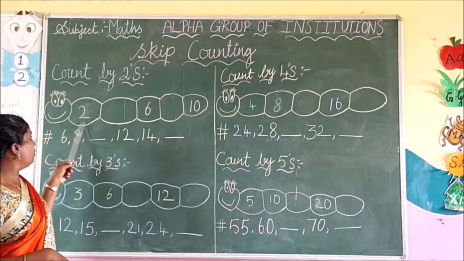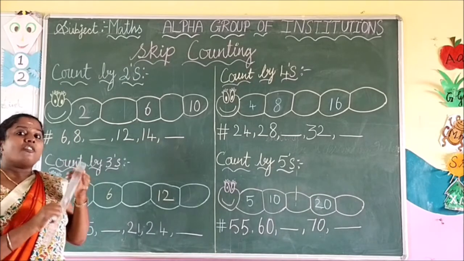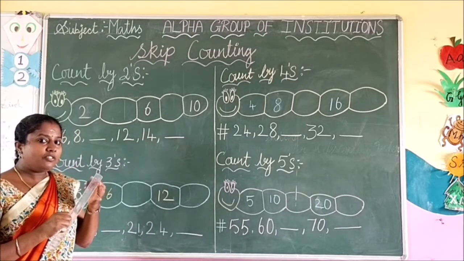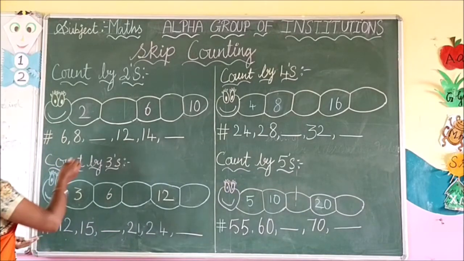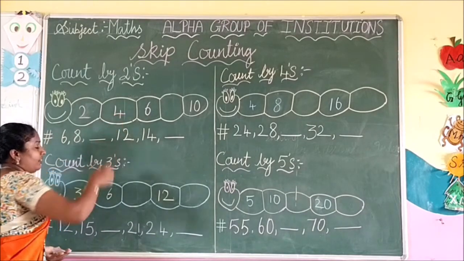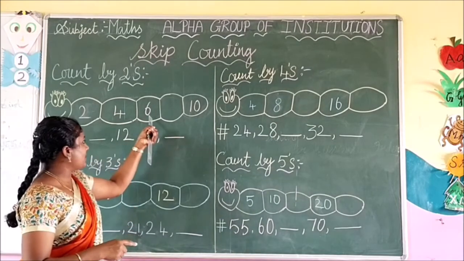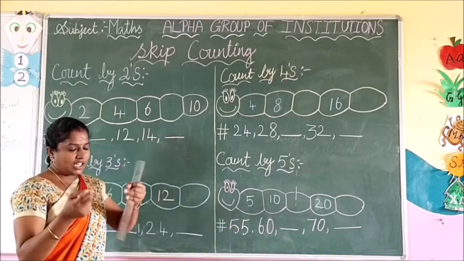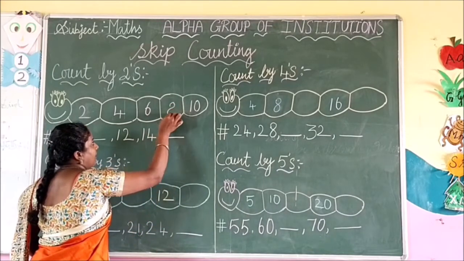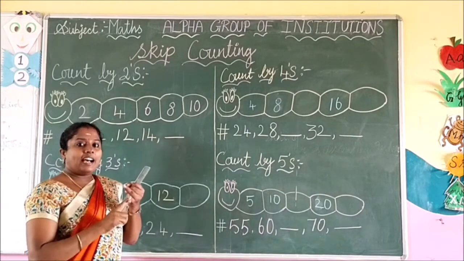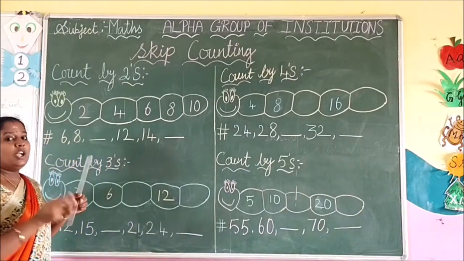What is the first number? 2. After 2, 3, 4. We have to leave 2 numbers. So after 2, 3, 4. Then after 4, 5, 6. Here also we leave 2. So we got 6. Then after that we leave 2 numbers. After 6, 7, 8. Then after 8, 9, 10. 10 we got. So this is skip count by 2s.